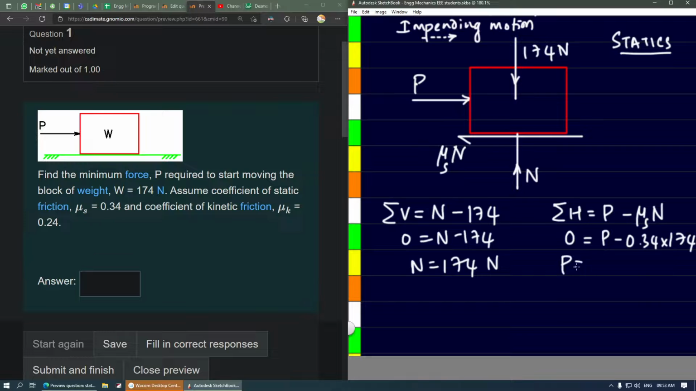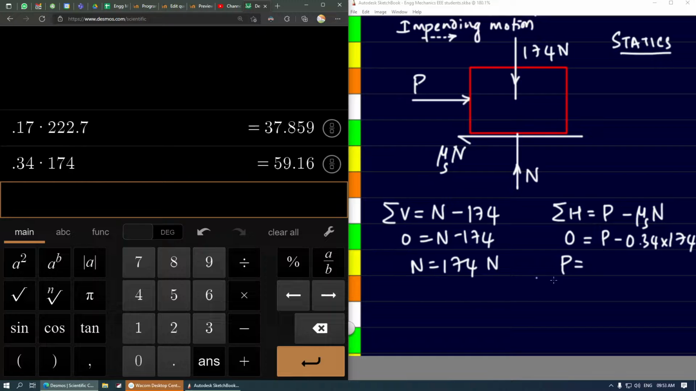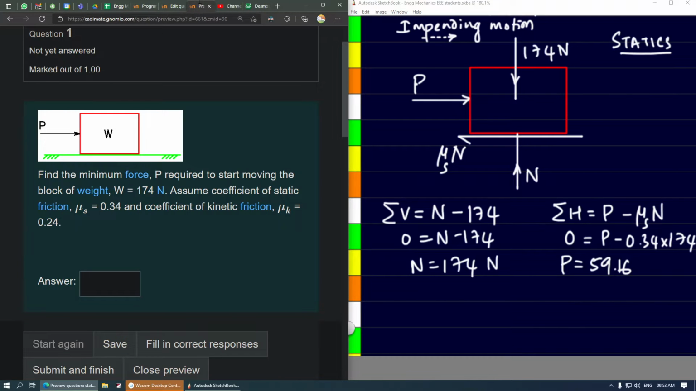So let's find the value of P, use the calculator. So 0.34 times 174 gives us 59.16. So that's it, you just need to feed this value here and click submit.